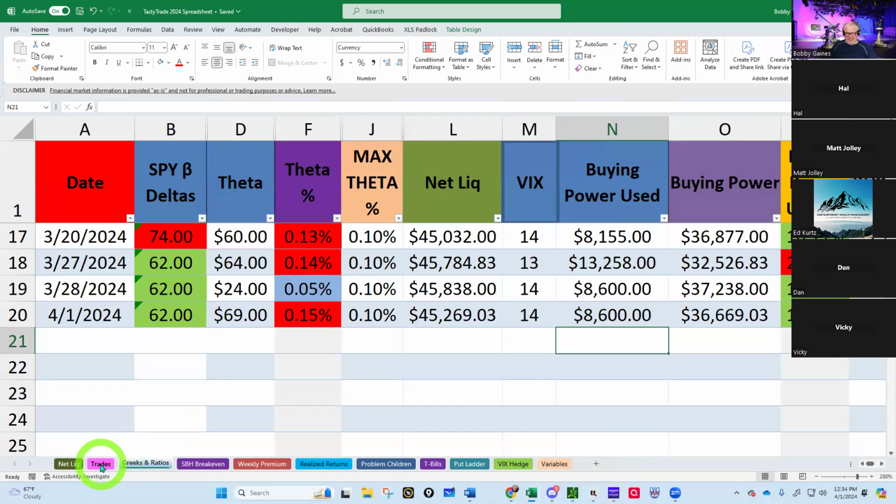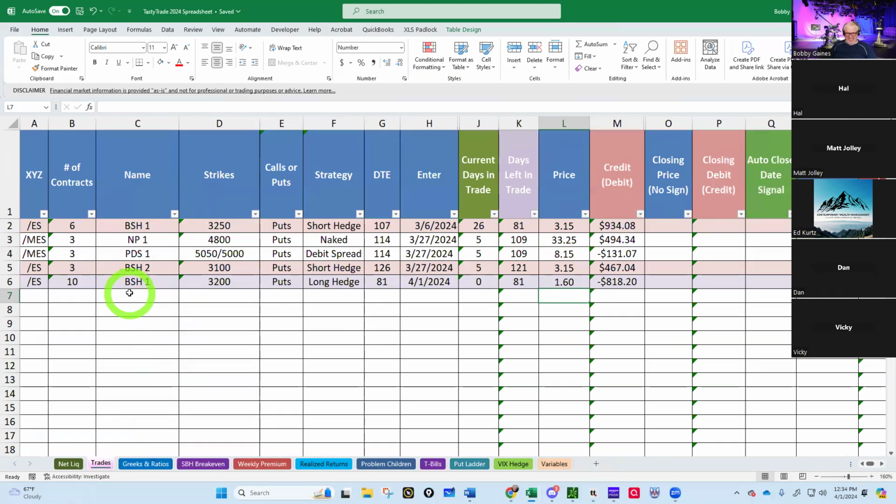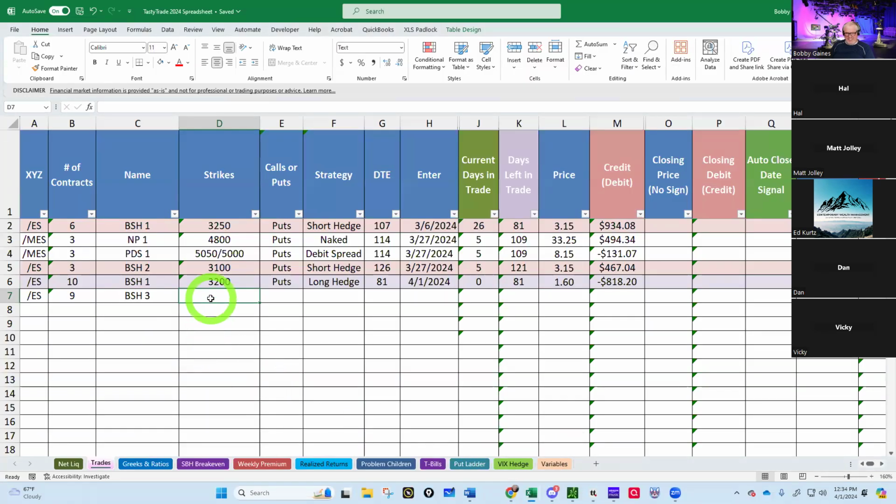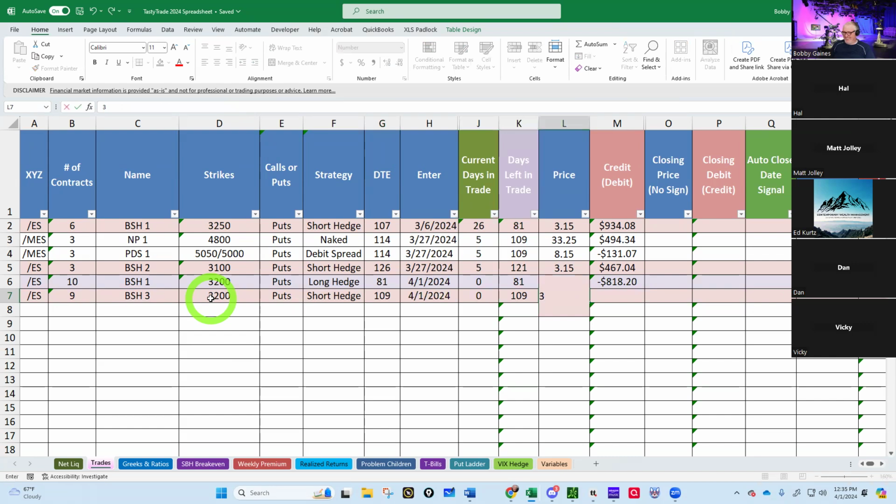I'm starting to put these trades in because it's just too hard to keep up with. Yes. We sold 9. And we'll call this BSH3. And what was it? 3,200. Got my dyslexia acting up here. 3,200 puts short hedge at 109. And we got in them for $3.